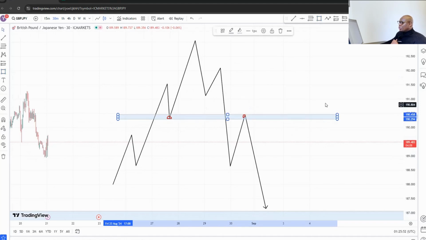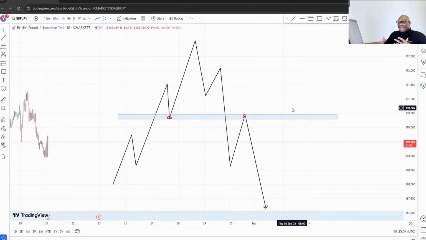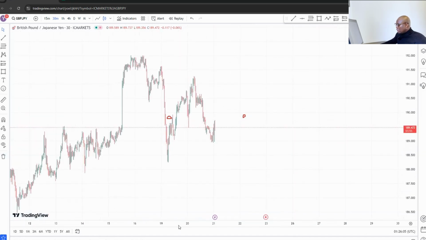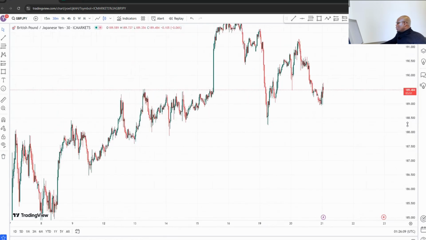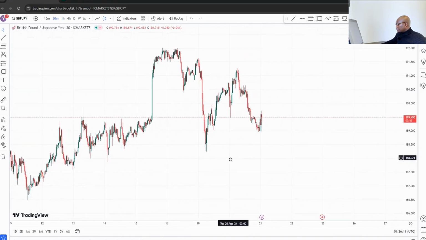This is going to make your chart cleaner and easier, and you're going to be able to operate with the most recent information, and you're most likely going to get accurate information. So let me show you some examples on the live chart real quick. Now, look at what the market is doing here.